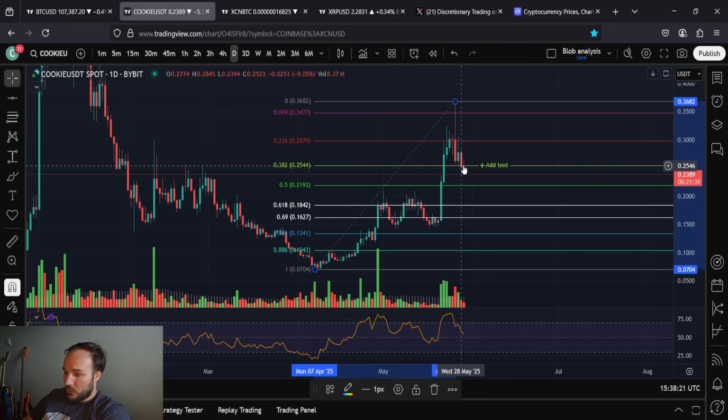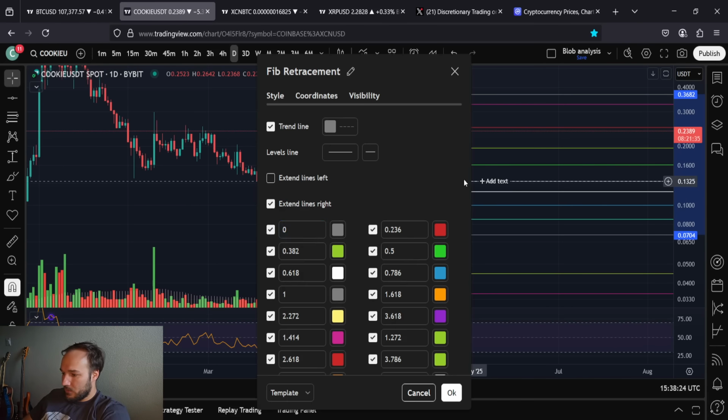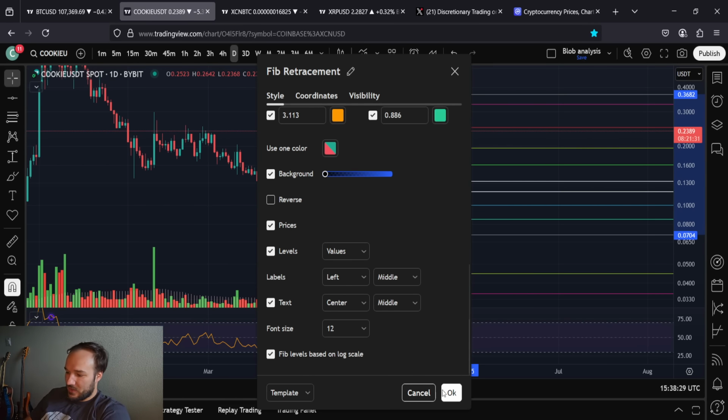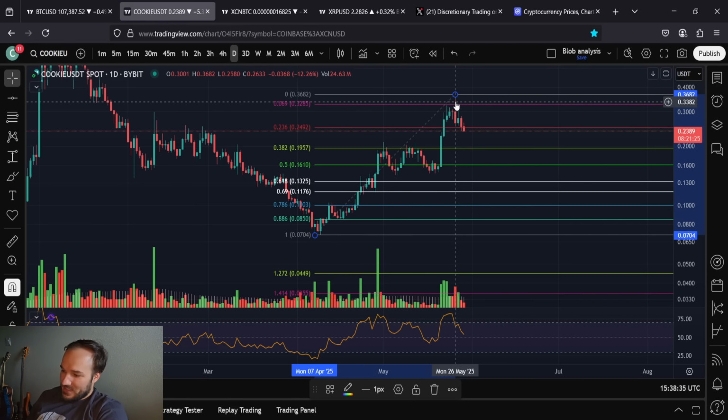Notice how if it's out of log, we're already below the 382. I have it in log, and then I double click my fib and scroll to the bottom. Fibs are based on log scale. Make sure that's clicked if you want it to be like mine. Low to high, from the low on April 7th to the high that we just had on May 26th. The 382 is right here.